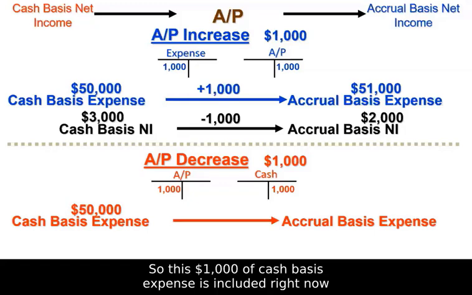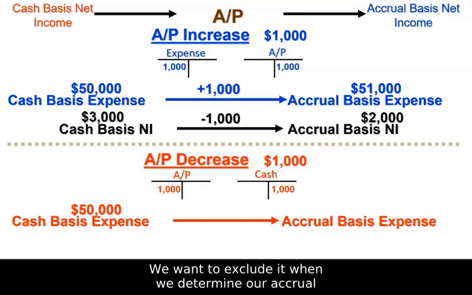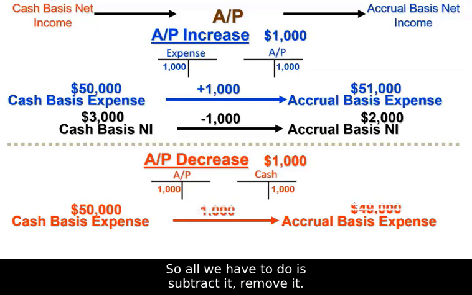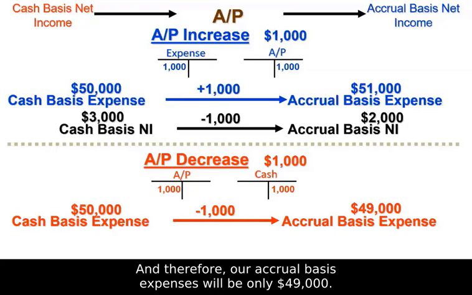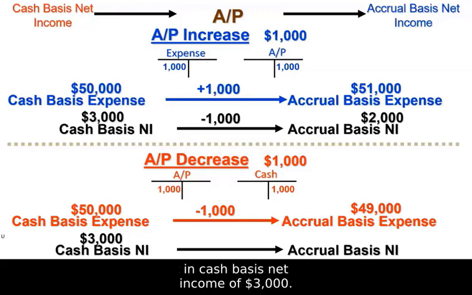So this $1,000 of cash basis expense is included right now in the $50,000, but we don't want to include it. We want to exclude it when we determine our accrual basis expense. So all we have to do is subtract it, remove it. And therefore our accrual basis expenses will be only $49,000. For net income, that $1,000 of expenses is included in cash basis net income of $3,000, but we want to exclude it.